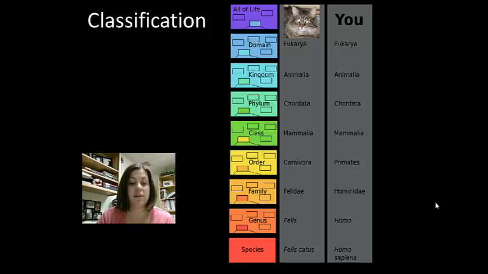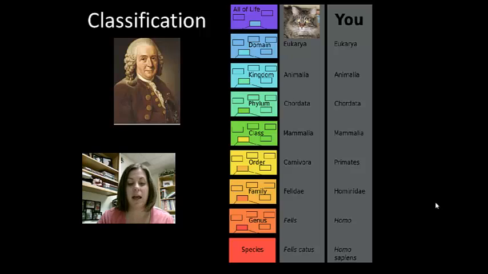Our language is constantly changing. Think about it. The English you speak is not the English that your grandparents spoke. Our language is constantly evolving with new slang words all the time. You will also notice that the species has a two-part name. This is called binomial nomenclature, and it was developed by Carolus Linnaeus.